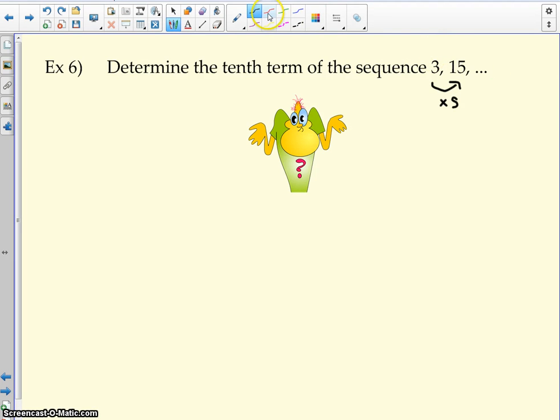If I wanted to treat this as arithmetic, I could by saying I would be adding 12 to go from one term to the next. Or it could be some other sequence entirely. It could be neither geometric nor arithmetic. So right now there's not enough information for us to establish a pattern to get a general term.